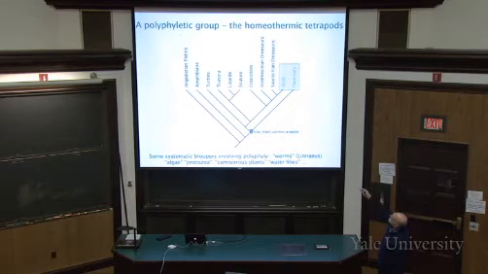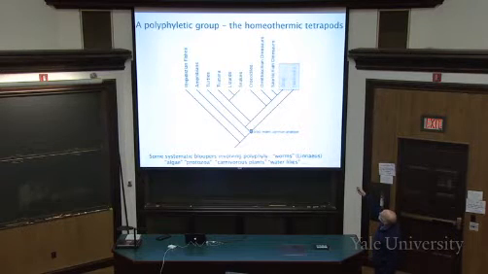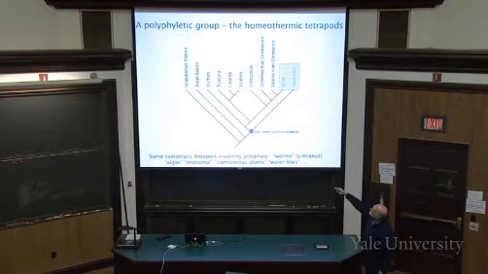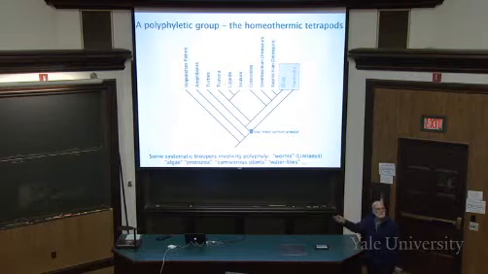Here's a polyphyletic group. If we define a group called the homeothermic tetrapods, it contains the birds and the mammals, but look at all of the things that are more closely related to the birds than the mammals are.